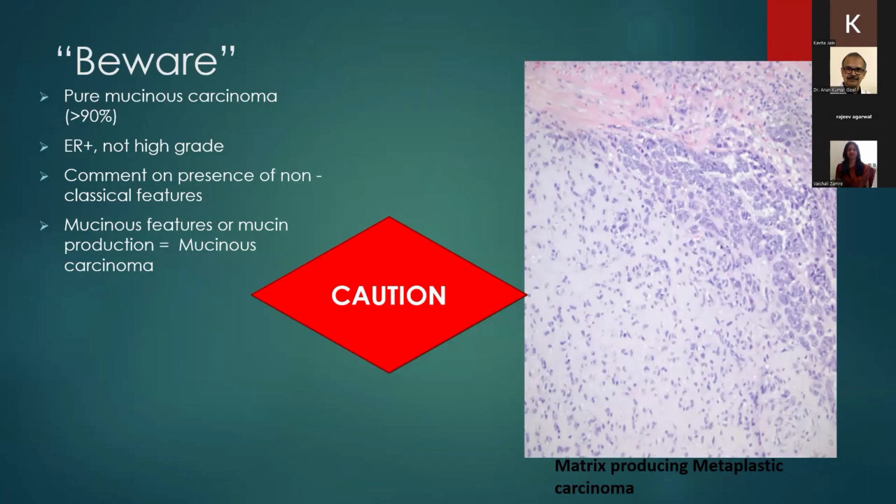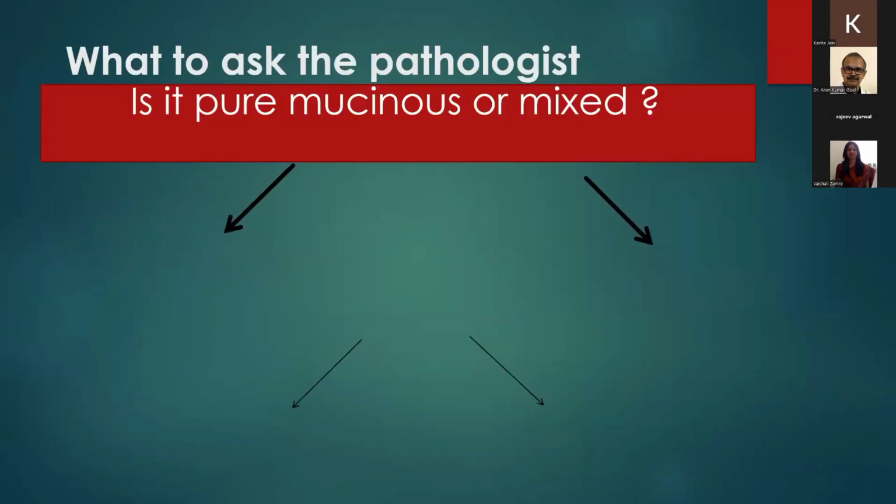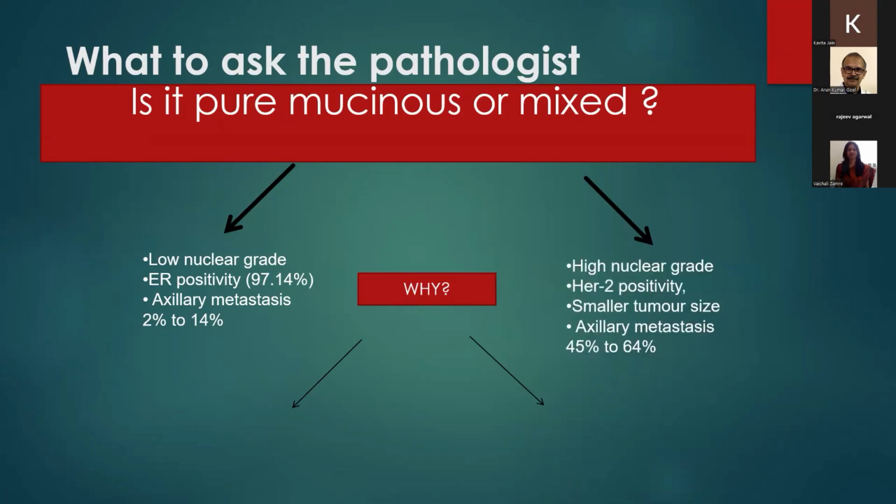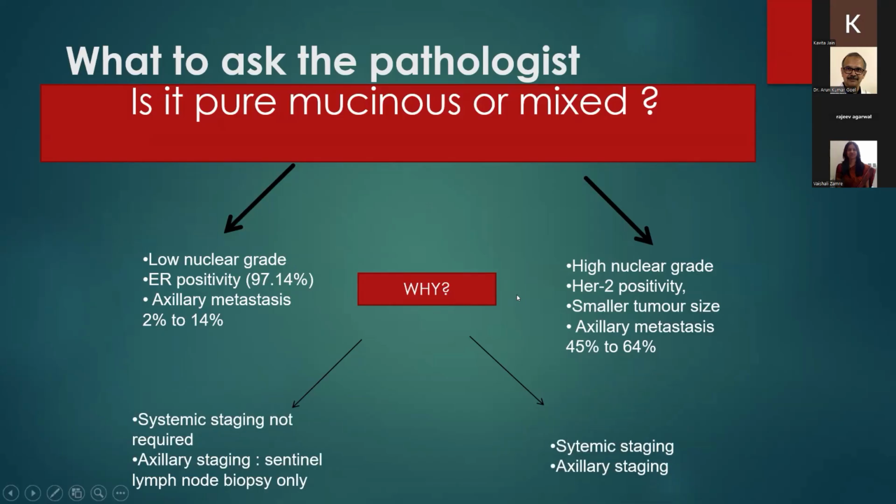So when a diagnosis of mucinous carcinoma is made by a pathologist, as a clinician, what should you ask the pathologist? Is it pure mucinous or mixed? And now why is that essential? This is important because we all are aware that mucinous tumors are normally low nuclear grade, ER positive, and mets to nodes is comparatively rare. However, the variants or the high-grade type, or when you have a mixed type, these are smaller tumors, occur in a comparatively younger age group, and there are high chances of axillary metastasis. So it's these mixed type of tumors which will require further therapy.